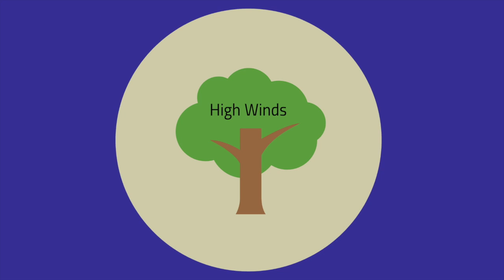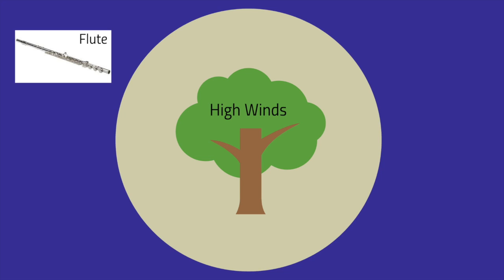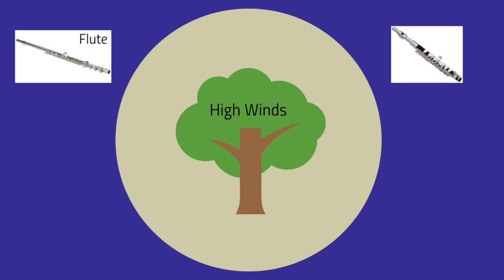So the Woodwind family is broken up into 3 different sections. So we have the high winds, which is the flute family. And in the flute family, we also have a smaller version of the flute, which is called a piccolo. And the piccolo plays exactly 1 octave higher than the flute.